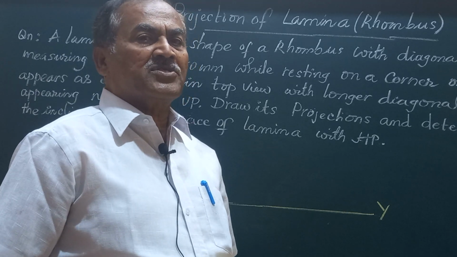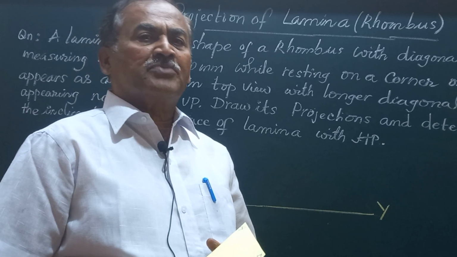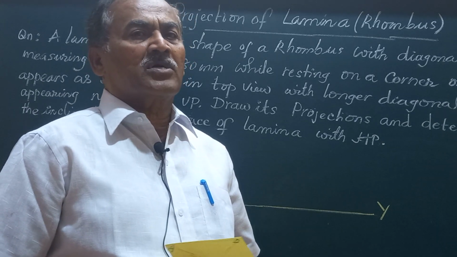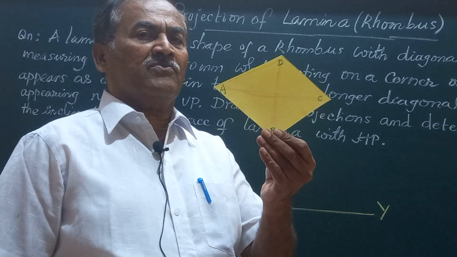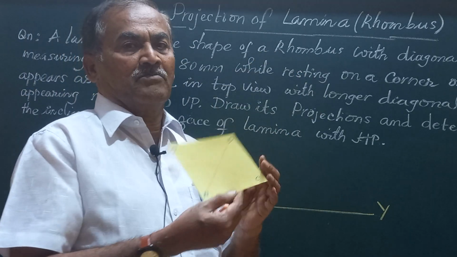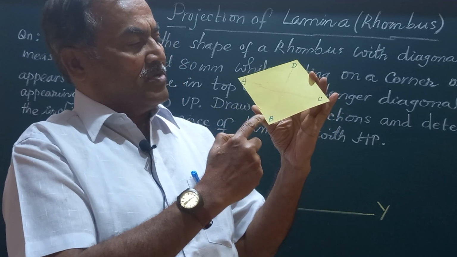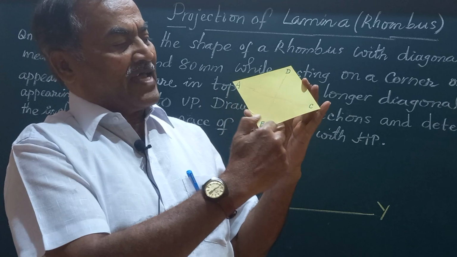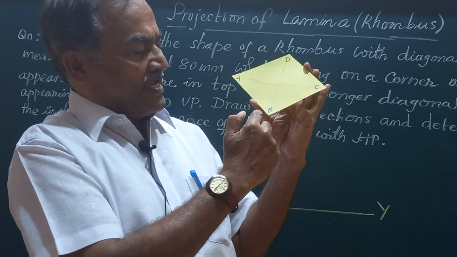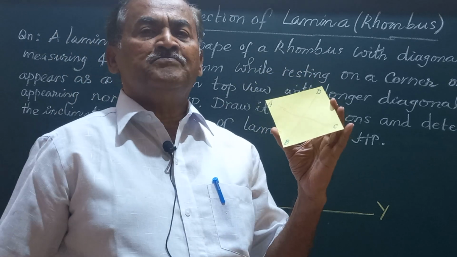And in today's session, we have a special problem on a lamina. That is, we are considering the projection of a lamina which is in the shape of a rhombus. As you know, this rhombus will have the opposite sides parallel and equal, and the opposite angles equal: angle B is equal to angle D, angle A is equal to angle C.